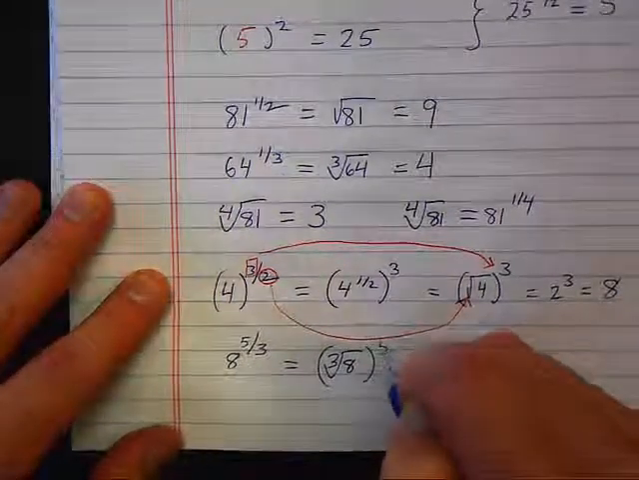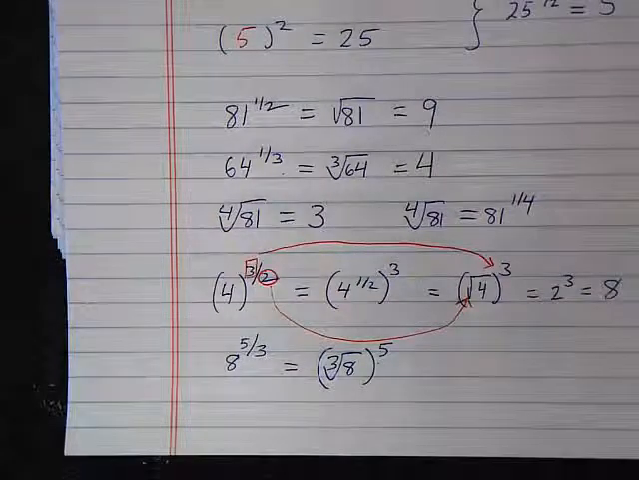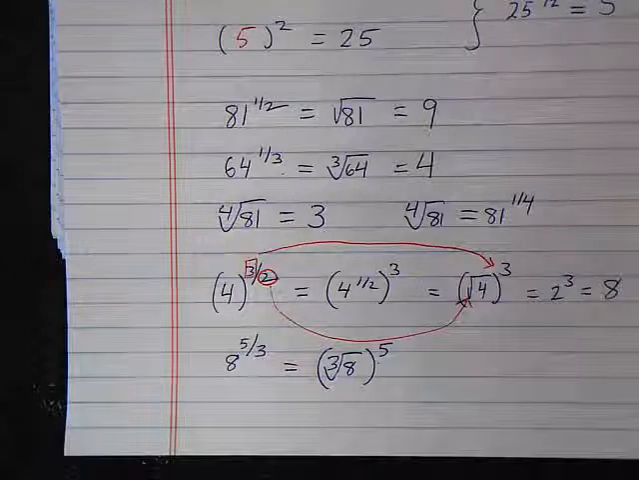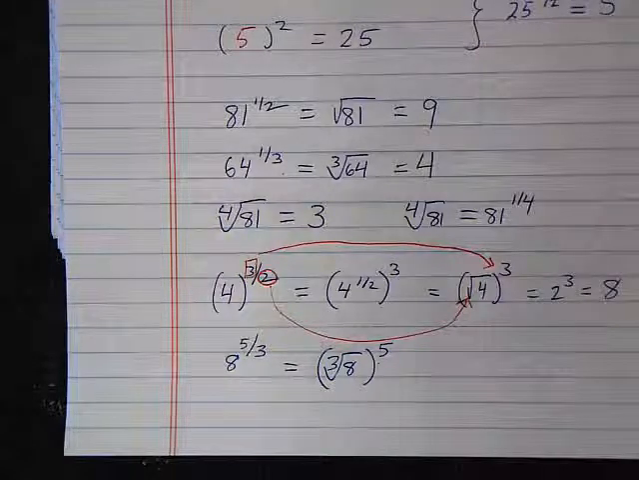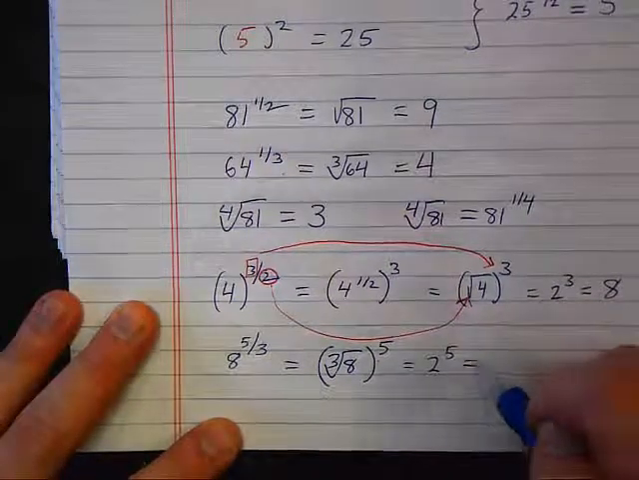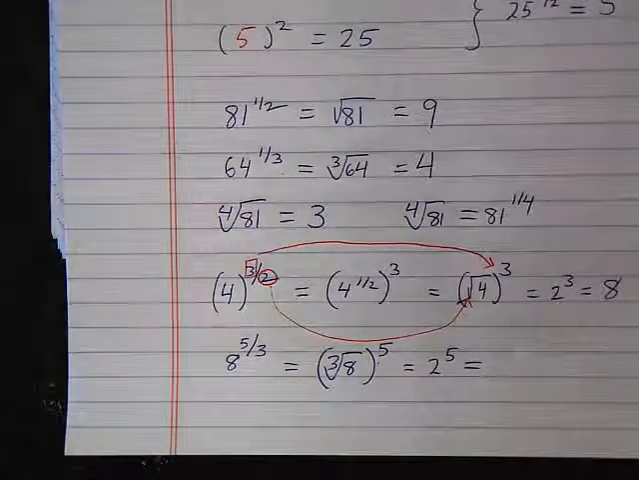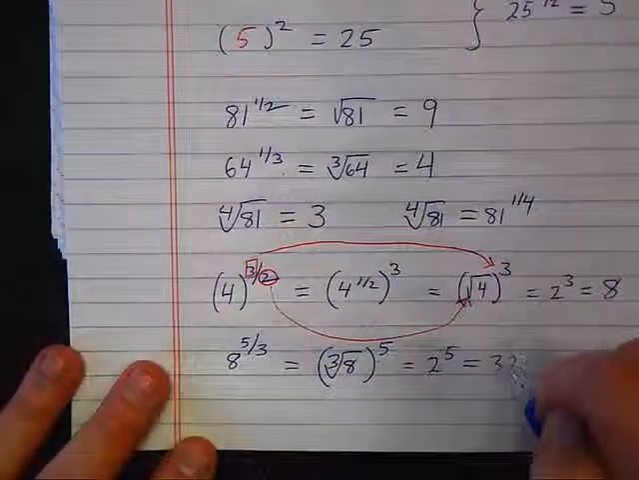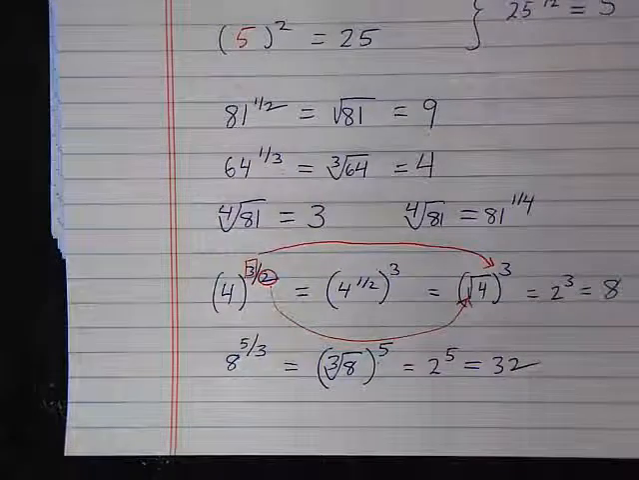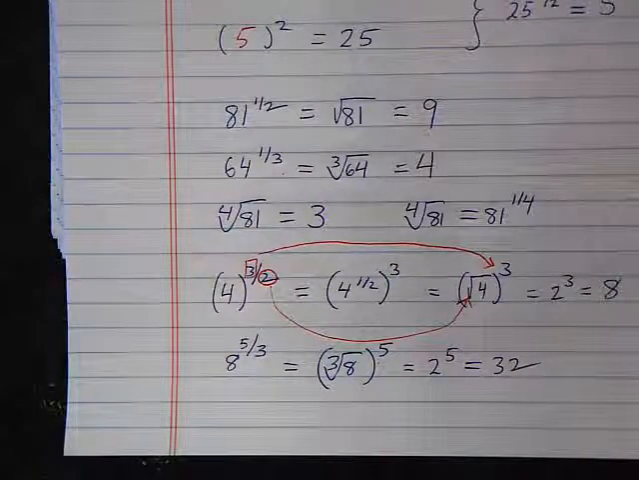And then whatever answer that is, I need to do a 5th power. What's the cube root of 8? 2, because 2 times 2 times 2 gives me 8. So this is 2 to the 5th. 2 to the 5th happens to be 32, I think. Questions on that?